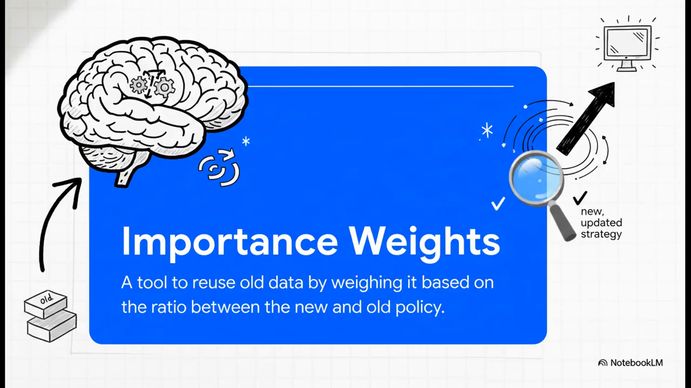Now, there's a pretty clever mathematical trick that makes this all work, and it's called importance weights. All it really does is let the AI look back at an old memory and ask a simple question. Okay, based on what I know now, how likely is it that I would have made that same move? That little calculation is key. It helps the AI figure out how much to trust the lessons it learned back in its rookie days.